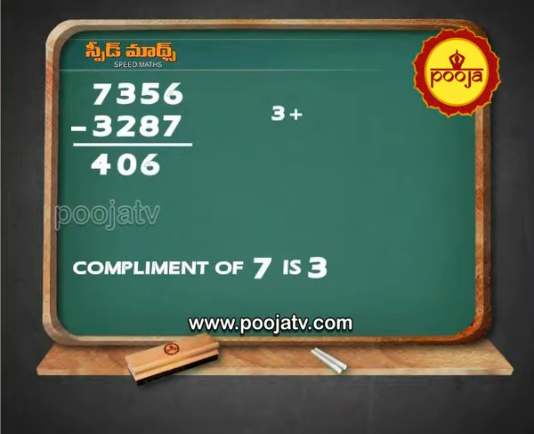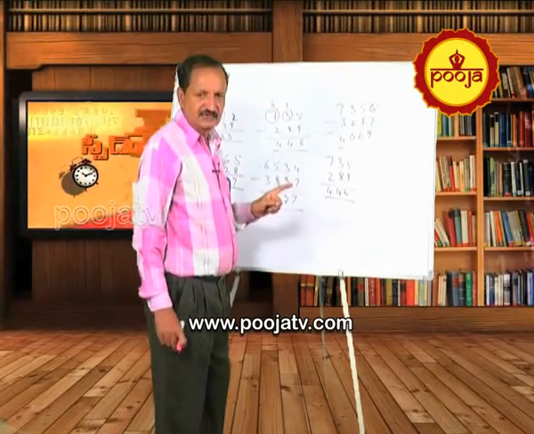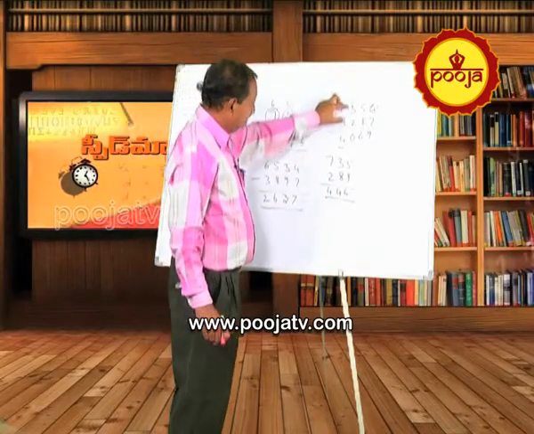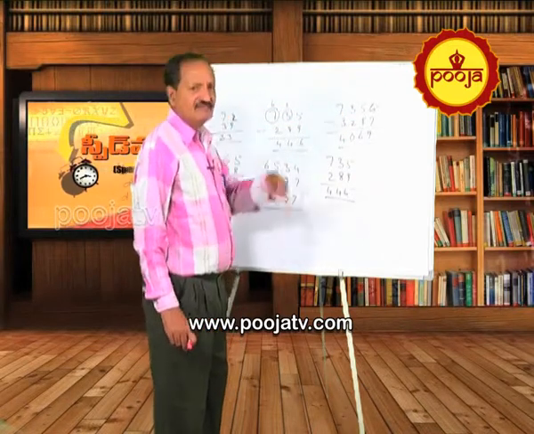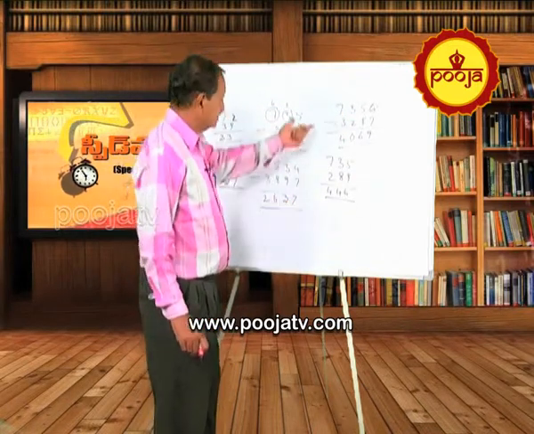So, complement of 8 is 2, 2 plus 5, 7, but this is a mismatch. So, reduce 1, 6. Here complement of 7 is 3, 3 plus 6, 9. I think it is very, very clear to you. See, when it is a match, write as it is. When it is a mismatch, you subtract 1.